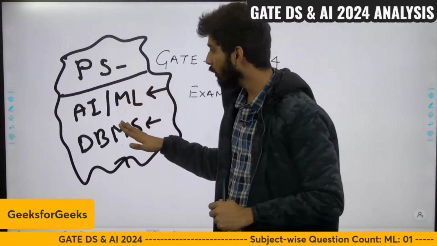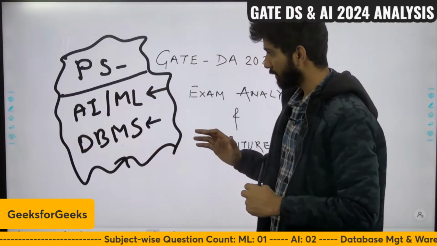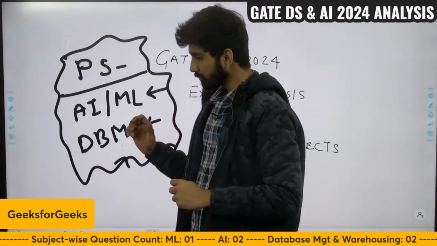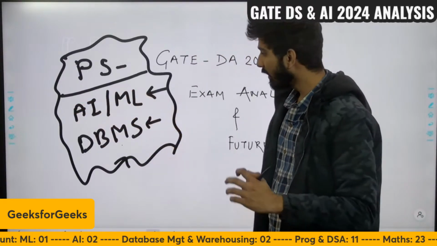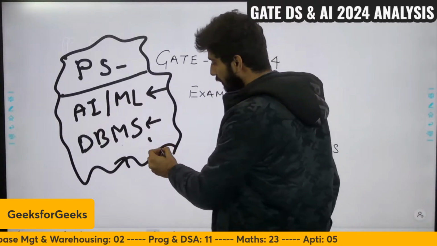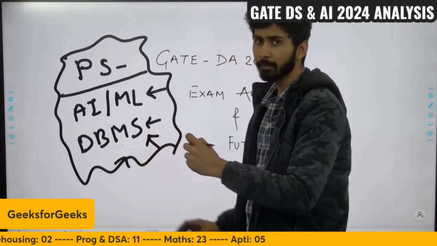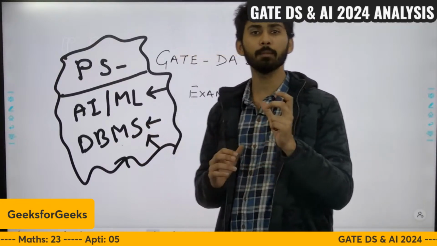So if you are going to apply next time, and if you are going to take the GATE examination, have a good practice on these subjects, AI and ML, and the other core subjects of computer science, that is DBMS. DBMS was basically easier this time. So the core subjects, I think they might be easier.